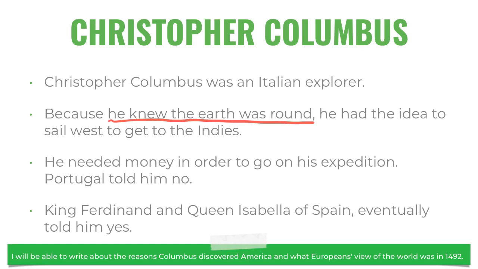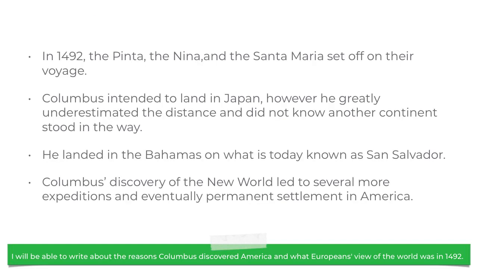So he's trying to go on this expedition, but he needs money in order to do this. Portugal tells him no. In fact, a lot of people tell him no at first. King Ferdinand actually tells him no at first, but he is persistent, and eventually King Ferdinand and Queen Isabella of Spain tell him yes, and they agree to fund his expedition.